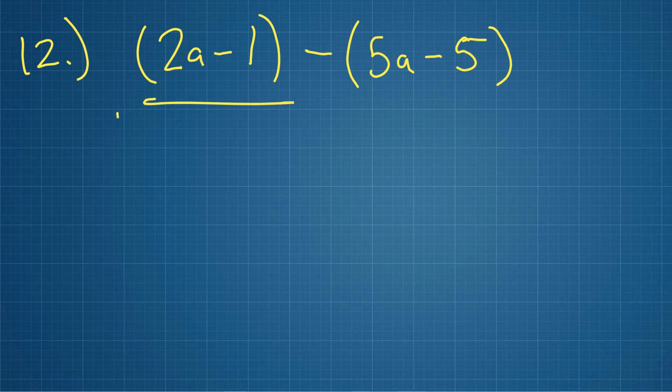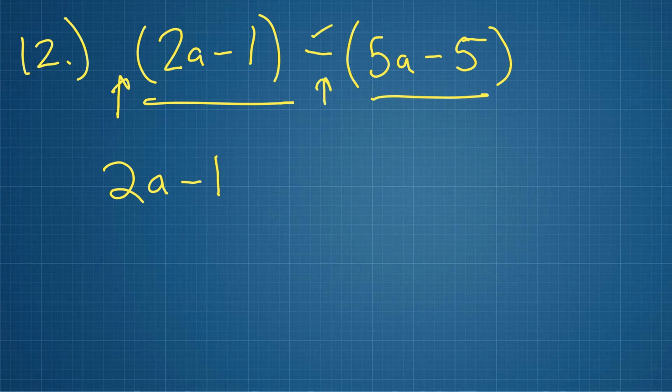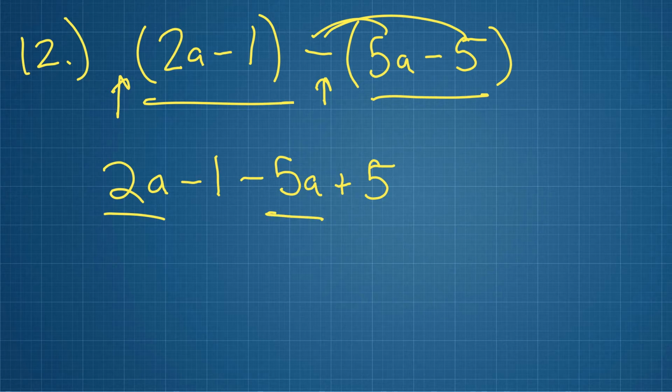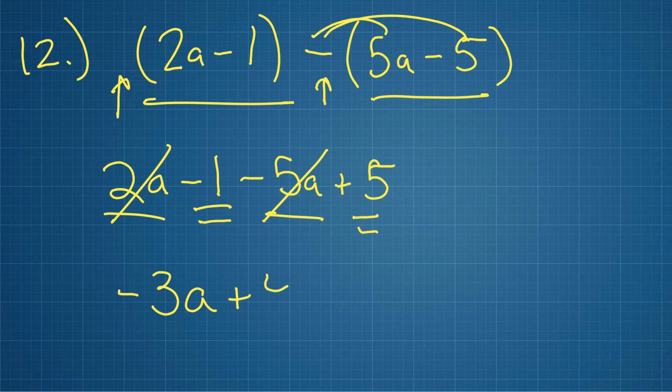I look in front of the first set of parentheses. There's nothing there, so the signs stay exactly the same. I look in front of the second set of parentheses. It's a negative sign, so I change both of them. So it was a positive 5a, now it's negative 5a. It was a negative 5, now it's positive 5. A's go with A's. If I have 2 A's and I take away 5 A's, I have minus 3 A's. Gone. If I have negative 1 and I add 5, I have positive 4.